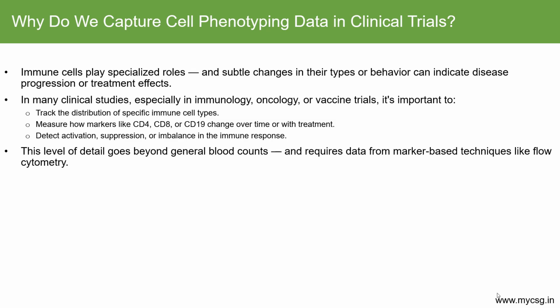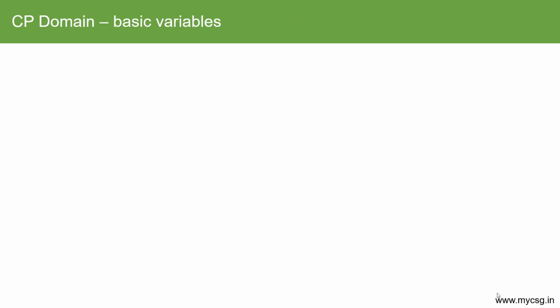This level of detail goes beyond general blood counts. We know that general blood counts, like the number of white blood cells, red blood cells, and platelets, are captured as part of our laboratory domain. But this level of classification with respect to the markers is not part of our regular lab domain, and it requires marker-based techniques like flow cytometry to analyze the phenotyping, and that data is stored in cell phenotyping.